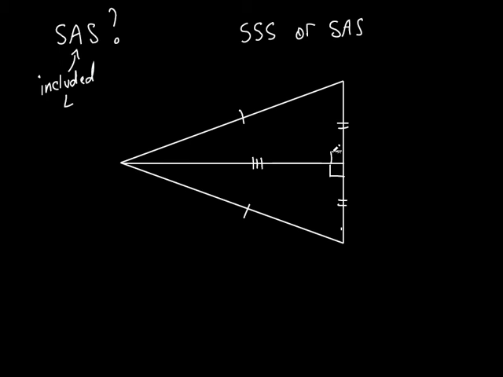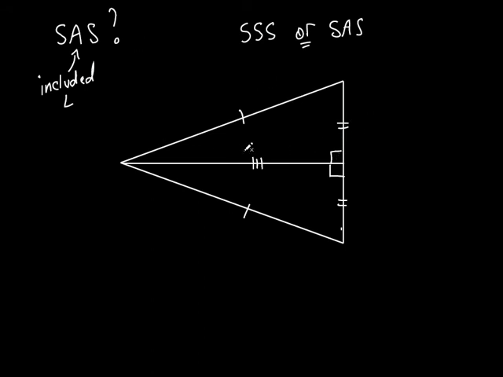All right? Well, it's or. You could use one or the other. It's either this one or this one. That's what or means. You could use this one or you could use this one. It doesn't matter. But the thing is, you'd have to show that this side was equal. So I could say side, side, side, or I could say side, angle, side.